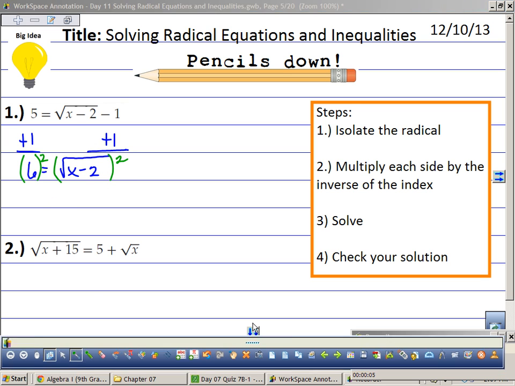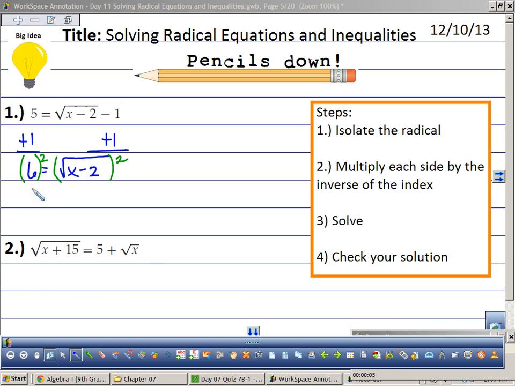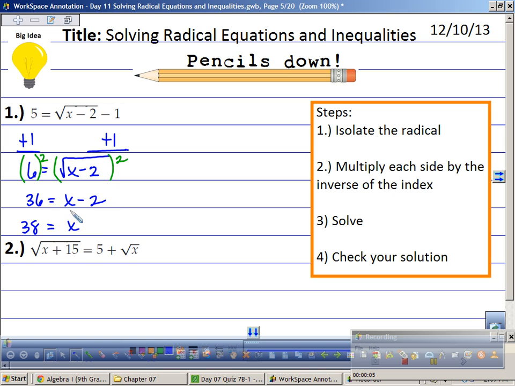So this becomes 36 equals x minus 2, so x equals 38. We have to check it. Why do we have to check it? Because we've got issues with this, right? We've got to check it.